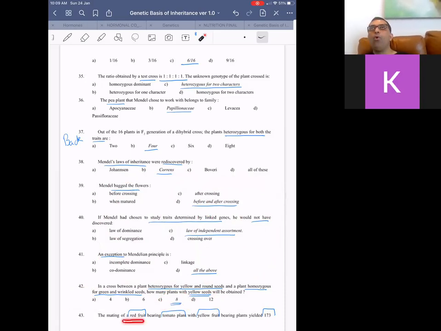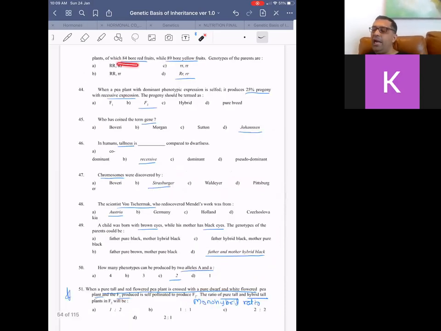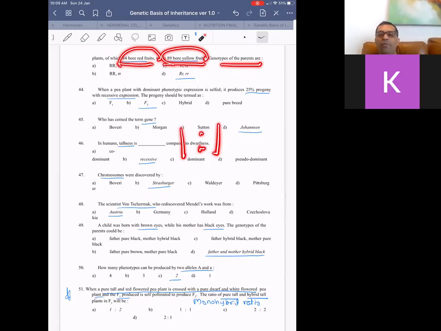The cross of a red fruit bearing tomato plant and yellow fruit bearing plants yielded 173 plants, of which 84 bore red fruits and 89 yellow fruits. What are the genotypes of these plants? So 84 red आया, 89 yellow आया, which means the approximate ratio is 1:1. And what is 1:1 an example of? 1:1 is an example of a test cross.